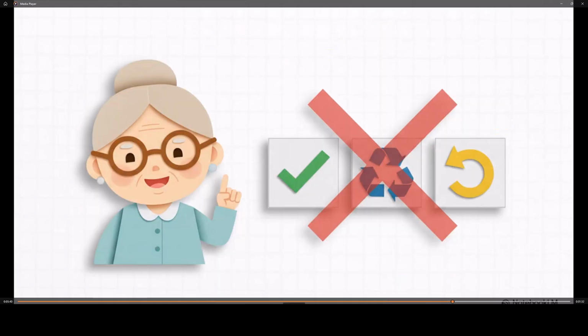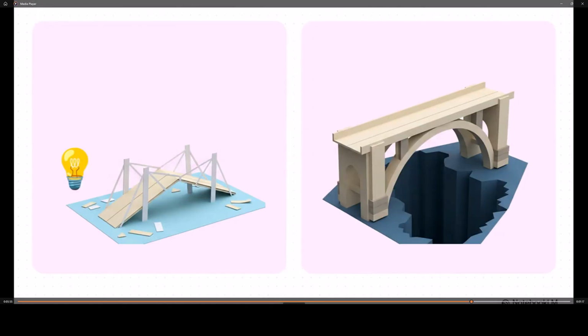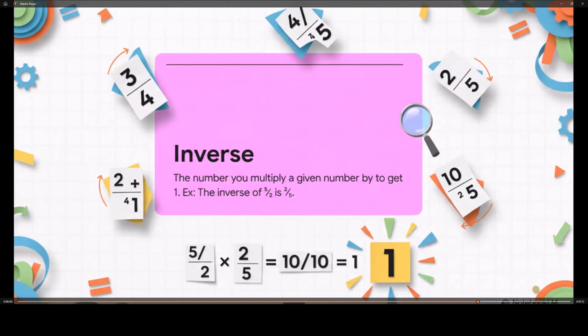Now one more thing, and this is a favor Grandma is asking. By the way, Grandma was a math teacher. When you learn to compute fraction division, please don't memorize cute sayings like keep change flip or Kentucky chicken fried. I know they're catchy, but they hide what's really going on. Here's the real idea. To divide by a fraction, you multiply by its inverse. The inverse of a fraction is the number you multiply by to get 1. So the inverse of 5 halves is 2/5. Check it. 5 halves times 2/5 equals 10/10, which equals 1. The inverse is always the flipped fraction. That's where flip comes from.